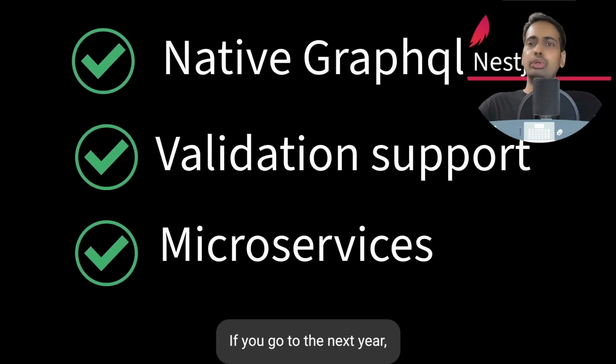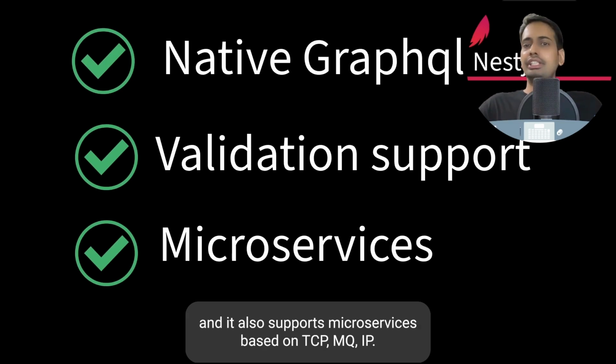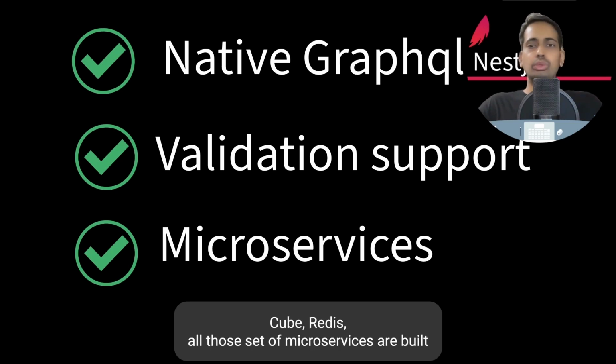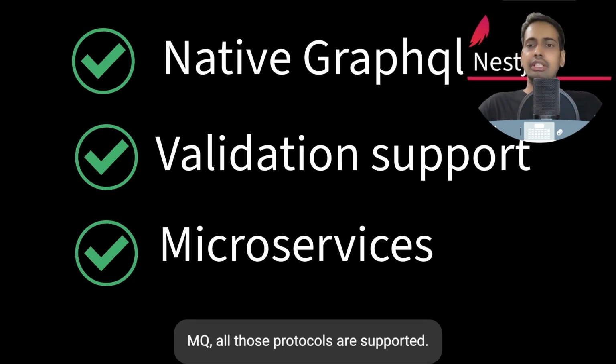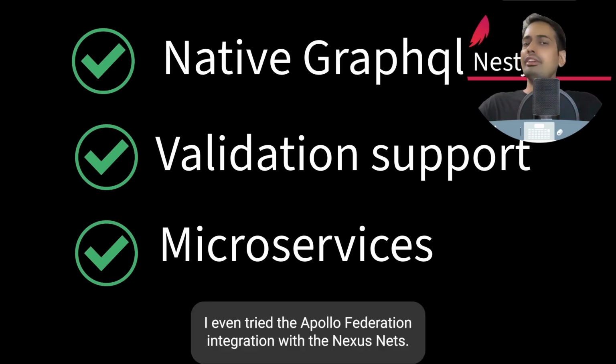If you go to NestJS, it has native GraphQL support, validations with class-validator, and it also supports microservices based on TCP, AMQP. You can use RabbitMQ, Redis, all those sets of microservices built with NestJS, like gRPC, TCP, AMQP. All those protocols are supported. I'm heavily using NestJS for building REST APIs and GraphQL APIs. I have even tried the Apollo Federation integration with NestJS.